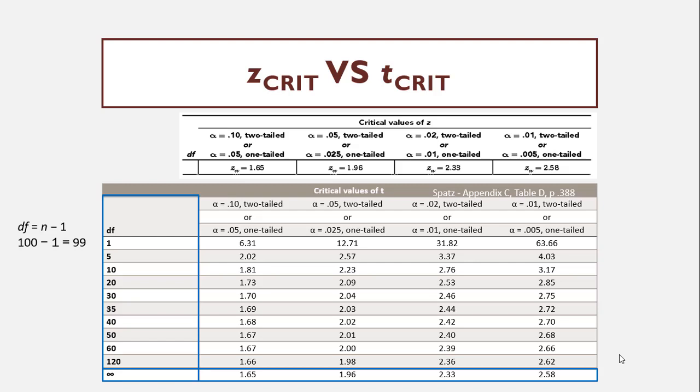So I'm not going to ask you a lot about that, but conceptually, that's where degrees of freedom comes from. That's why we subtract 1, is because that last person's score really is not free to vary.